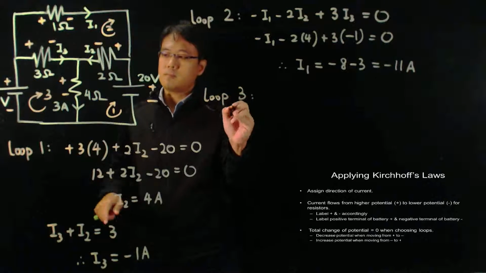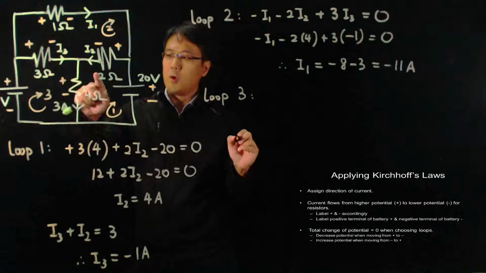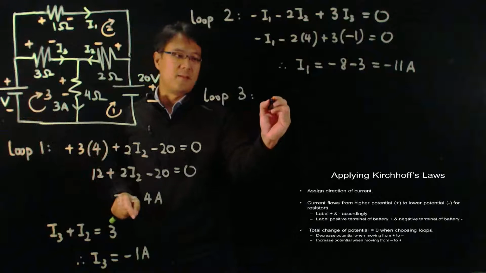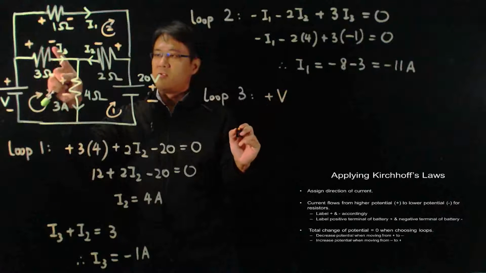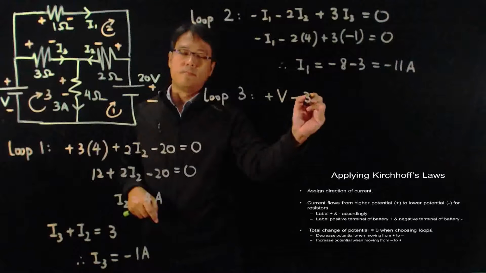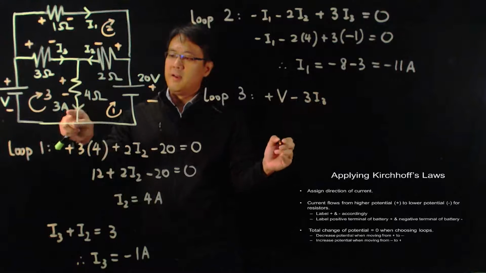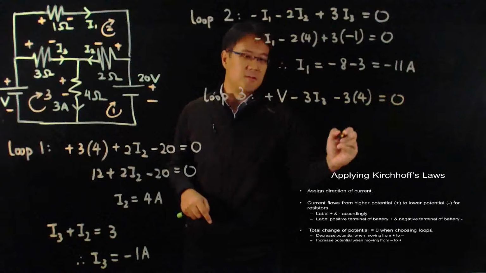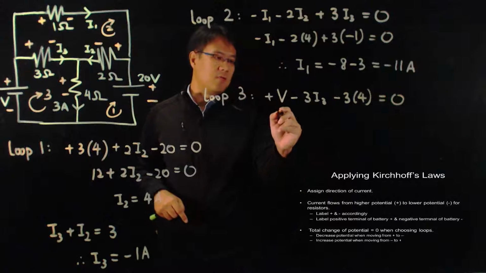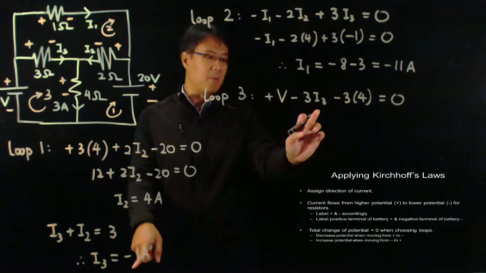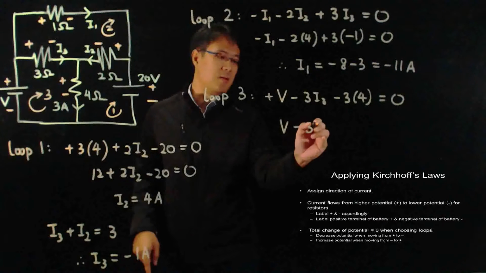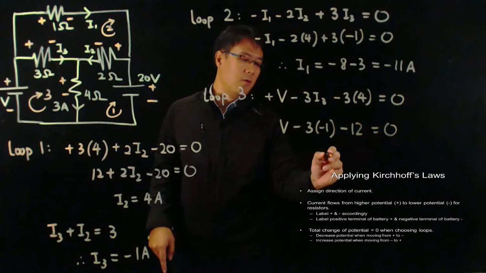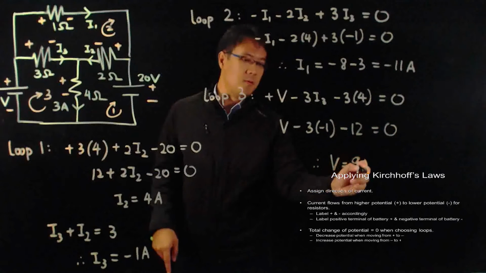loop 3. We again recognize as we go around in this loop, the total change in potential equals 0. Minus to plus is an increase. Plus to minus is a decrease in potential. Plus to minus is a decrease in potential. And the total change in potential equals 0. Right? So we solved earlier for I3, it's given as minus 1. So V minus 3 minus 1 minus 12 equals 0. Therefore, V is equal to 9 volts.